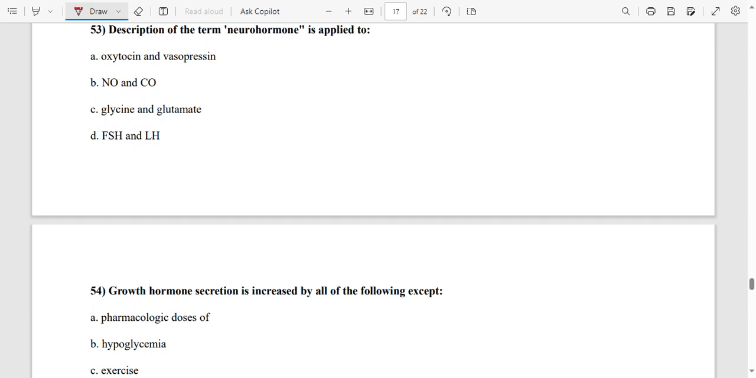Question 53. The description of the term neurohormone is applied to: oxytocin and vasopressin, nitric oxide and carbon monoxide, glycine and glutamate, follicle stimulating hormone and luteinizing hormone. Which one would you pick for this one? Neurohormones will refer to oxytocin and vasopressin. These are produced from the hypothalamus.